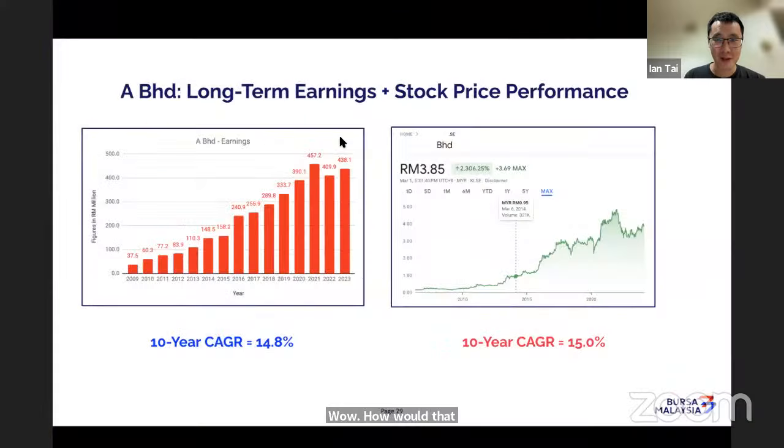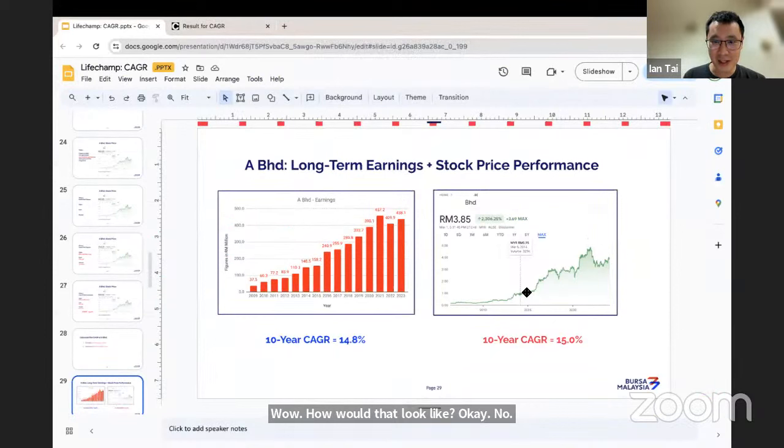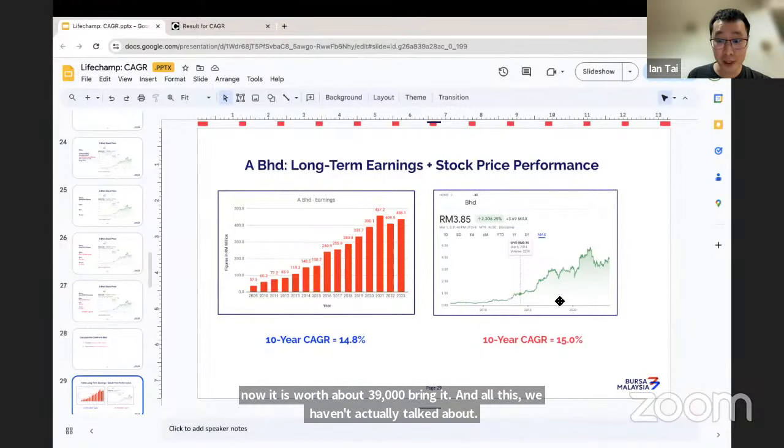Now, which means to say, if you have 10,000 here, okay, so this is like almost one ringgit, right? You have 10,000 here. Right now over here, you should have close to 39,000 ringgit. So every $10,000 you invest in Eberhard, right now it is worth about 39,000 ringgit. And all this, we haven't actually talked about 10 years worth of dividends.